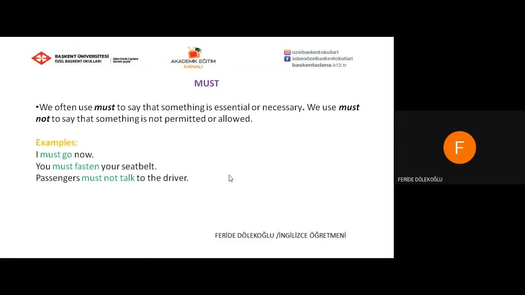Passengers mustn't talk to the driver. That means it is forbidden to talk to the driver, okay? It's not allowed. You mustn't arrive late. And question form. If you want to make a question with must, you need to use must at the beginning of the sentence. Must we do our homework? Must you go?